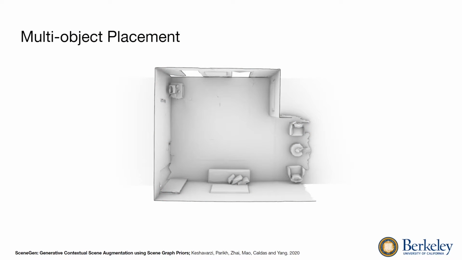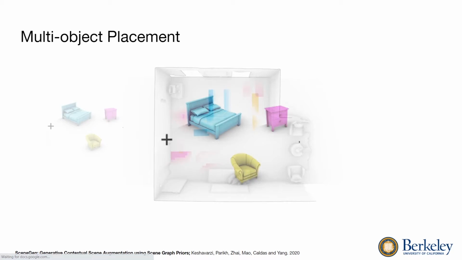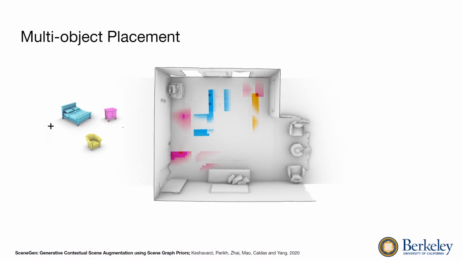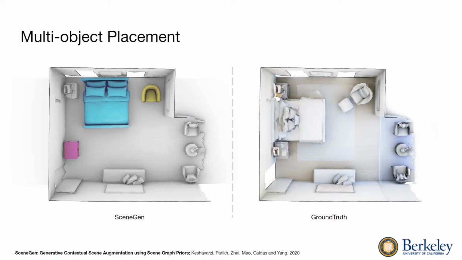We can also look at how we can place multiple sets of objects. Over here, say we want to add a bed, drawer, and a sofa to the room. Same process, we can generate the heat maps. And as you see, when we augment the objects to the scene and compare them to the ground truth, we do have some interesting observations. The bed, for instance, is placed in a slightly different position, but again, it's still plausible.